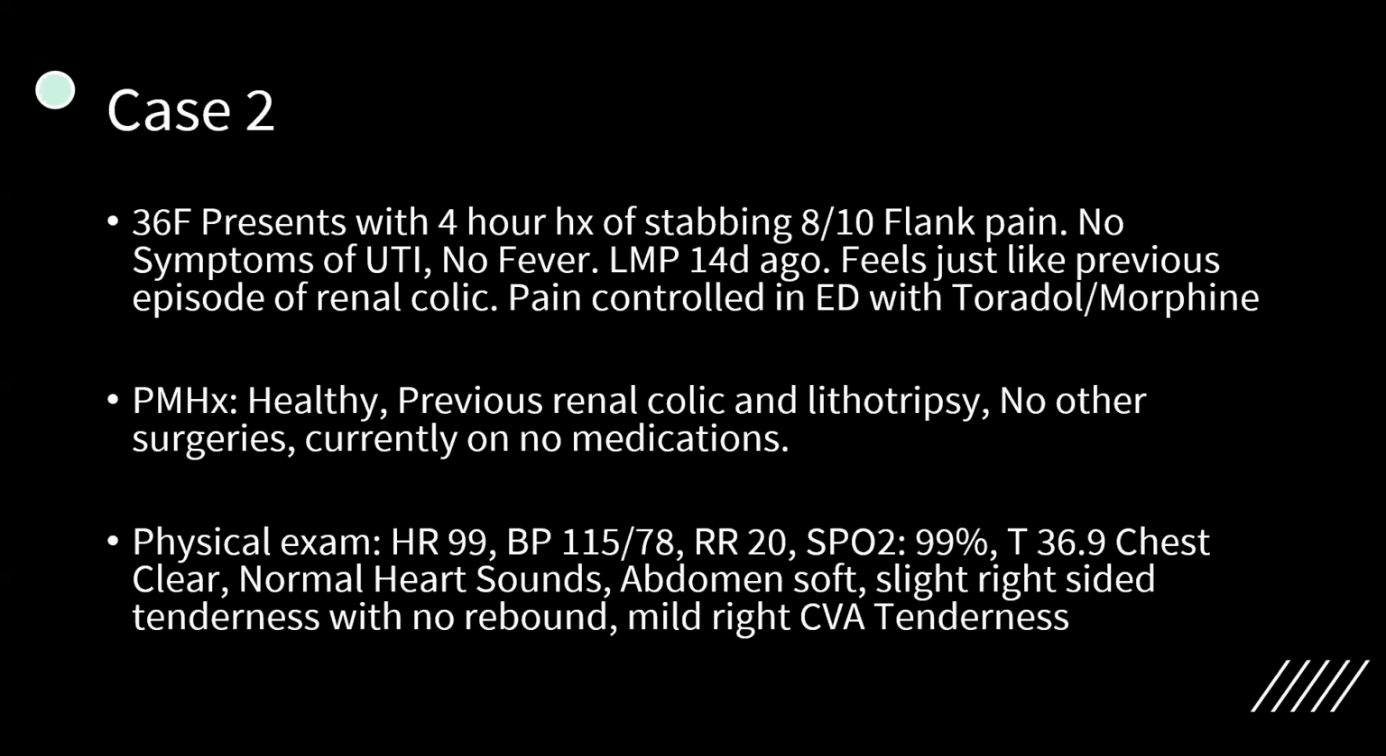This time it's a 36-year-old female, 4 hours of stabbing, significant flank pain, no symptoms of UTI again. She's mid-cycle. It feels like her previous episodes of renal colic, so she has a history. And her pain's controlled with some Toradol and morphine. She's also healthy. She did have previous renal colic, and at one point with one of her episodes, she had lithotripsy. However, her most recent episode of renal colic was uneventful, and she passed the stones on her own.